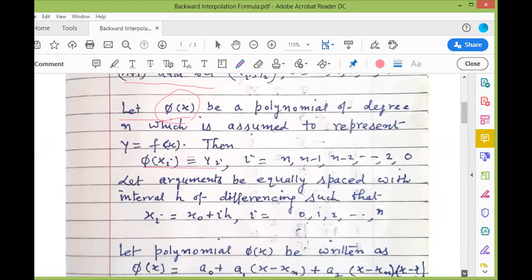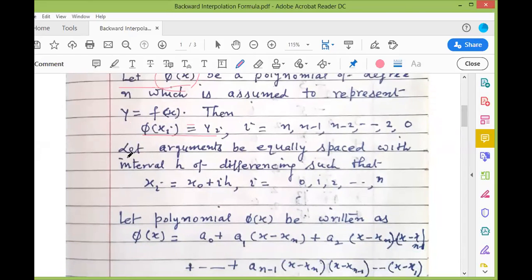What is more to discuss here? One assumption is laid down here, that the arguments are equally spaced with the interval h. h is the width of the interval or differencing, such that xi equals x0 plus ih. That means x1 is x0 plus h, x2 is x0 plus 2h, x3 is x0 plus 3h, and so forth.